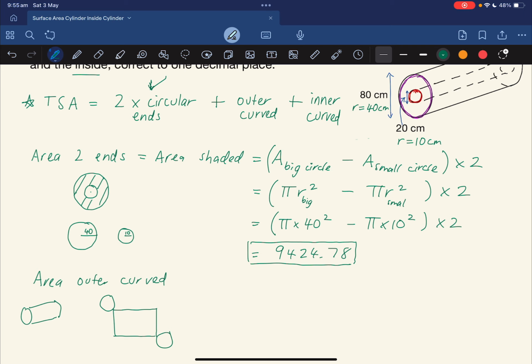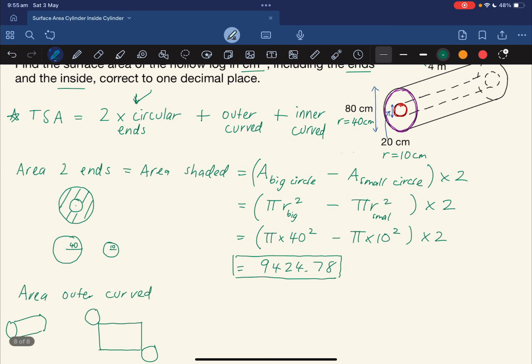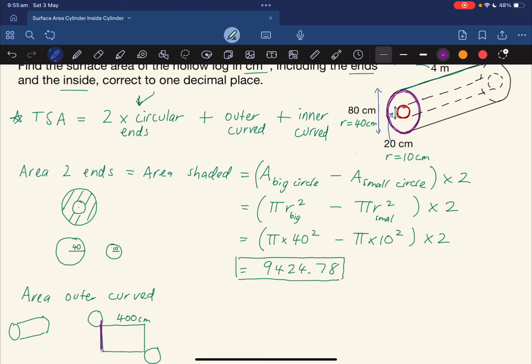And you need to remember, looking at this cylinder here, we have got this long bit. I'm just going to call this 4 meters, or 400 centimeters. And what is the bit that curves around? It is the shape of a rectangle. Now looking at that purple bit there, that's going to wrap around the ends. That purple bit is the way around the outside of the circle, the circumference of the circle. So it's important to realize that.